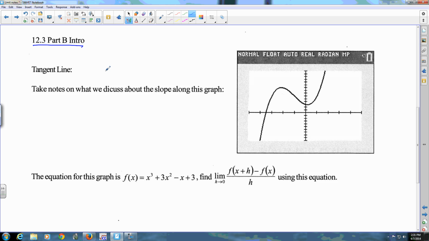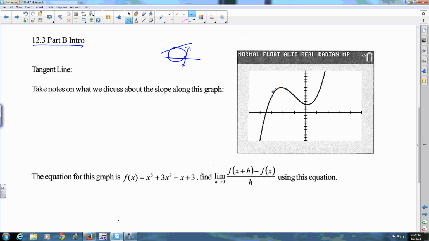Now, what you guys are going to be looking at is a tangent line. A tangent line is a line that touches a curve only at one point. Perhaps if I do it to a circle, maybe that's a good place to start. A tangent line is going to touch that curve only at one point. It's not going to be a chord and go through two points, but only touching at one point.